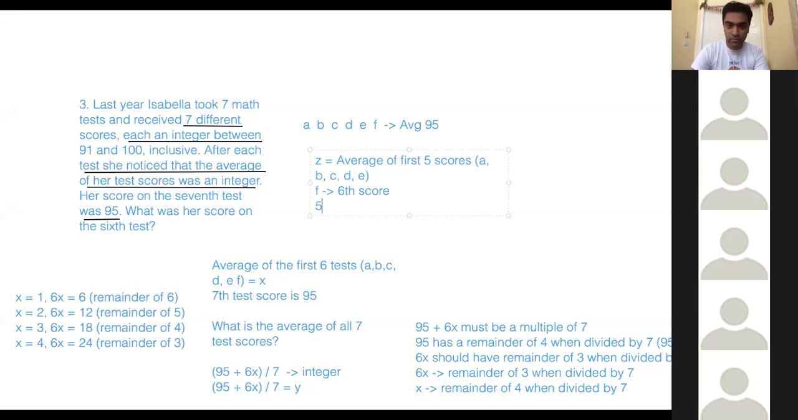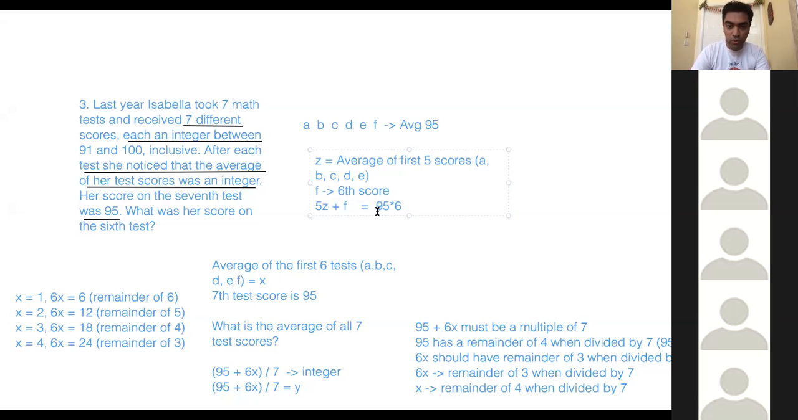570 minus F divided by 5 is Z, good. Yep, and I'm just going to write that in a different way. So I'll just write that 95 times 6, which is 570, is 5Z plus F.